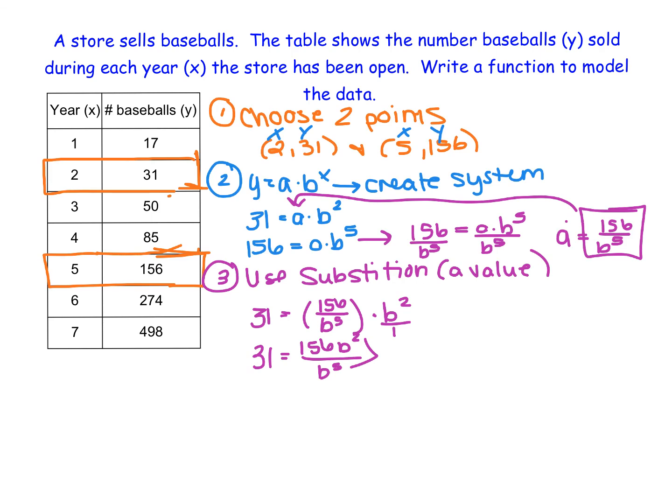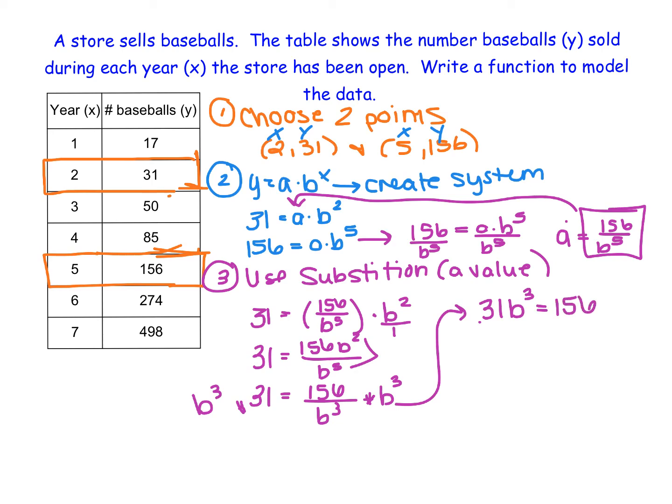So if we take 5 minus 2, that's 3. So we end up with 31 is equal to 156 over b cubed, because we did 5 minus 2 and then left them where there was a bigger number. Now, I don't know about you, but I don't like looking at a fraction like this. I know that's going to be pretty complicated. So I can get the b cubed out of my denominator by multiplying by b cubed on each side. So now I have 31b cubed is equal to 156.